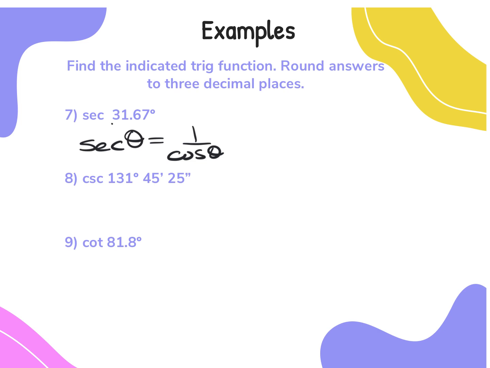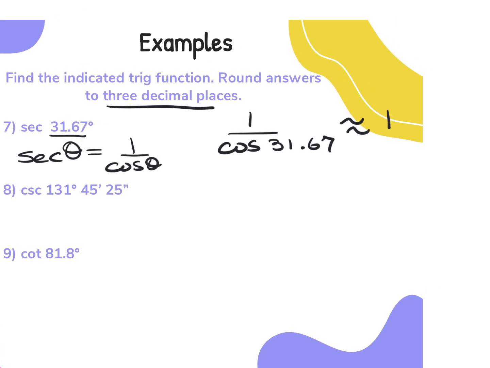And this 31.67 degrees, that's my theta. So in order to do this, you can either enter it as a fraction on your calculator or just do 1 divided by, but you're going to do 1 divided by cosine of 31.67, hit enter, and round your answer to 3 decimal places. You should have gotten 1.175. That is rounded to 3 places.